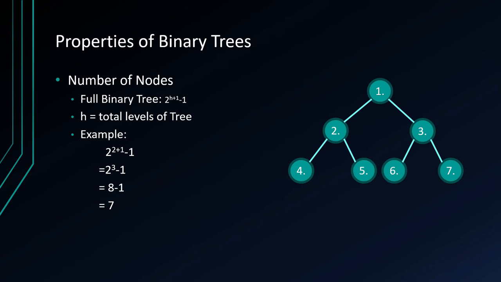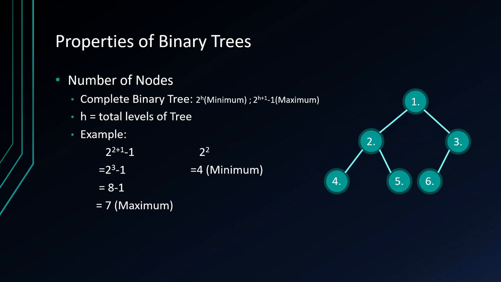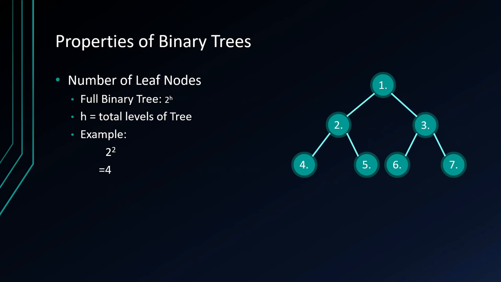For complete binary trees, the number of nodes is in between the minimum and the maximum. So we calculate the minimum as 2 raised to the power of h, and 2 raised to the power of h plus 1 minus 1 for the maximum. For the next property of binary trees, we have the number of leaf nodes. And for a full binary tree, we calculate it as 2 raised to the power of h.